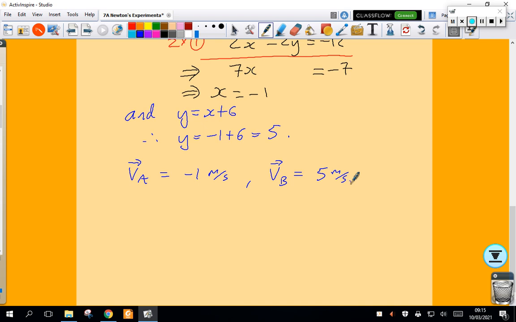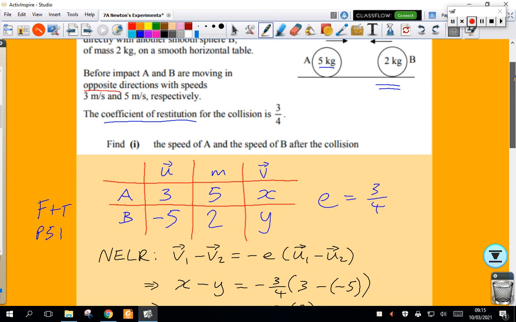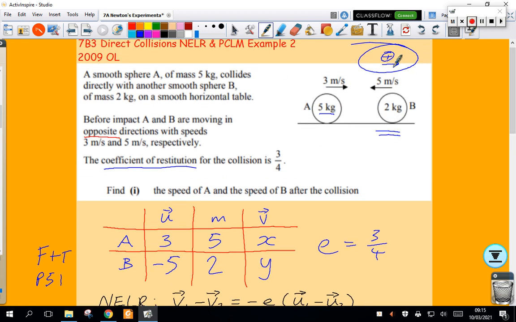Okay, so just one final thing, let's think about what that means. On my coordinate system, what does a velocity of -1 mean, and what does a velocity of +5 mean? In my coordinate system, which is right positive, a velocity of -1 would mean it's moving to the left at 1 meter per second. A velocity of +5 would mean it's moving to the right at 5 meters per second. What are we asked to find? Well, actually, we're not asked to find velocities at all. We're asked to find the speeds.